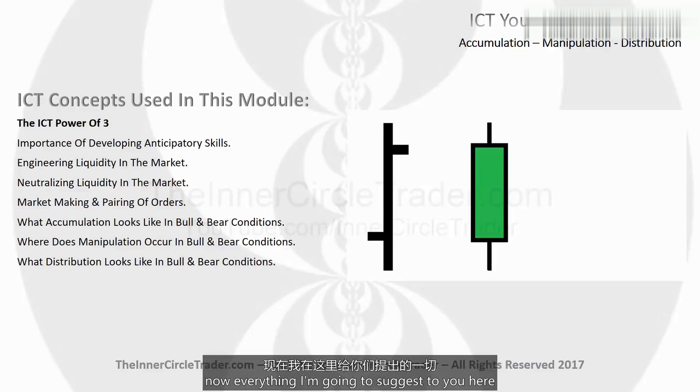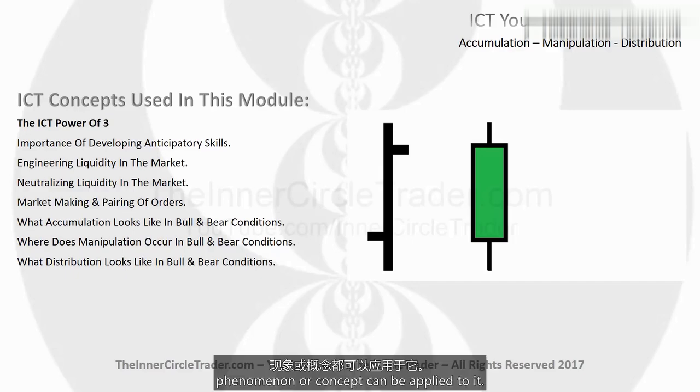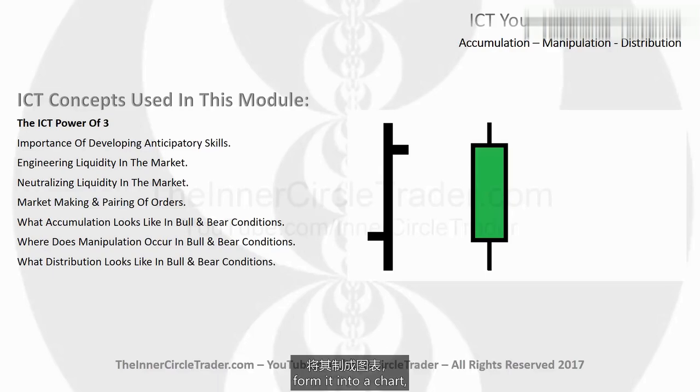Now, everything I'm going to suggest to you here is applicable to every time measurement. In other words, every time interval, if it can be charted, this same phenomenon or concept can be applied to it. Regardless of what time frame you pull up and form into a chart, as long as you have a beginning time, the highest value, the lowest value, and an ending in terms of measuring time, this concept is applicable.